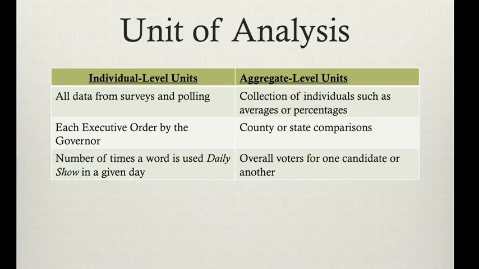Anytime you're going to the aggregate level, when you're talking about a collection of individuals, such as an average or a percent, you're at the aggregate level. When you're comparing counties or states or nations, that's at the aggregate level. Overall voters for one candidate or another is an aggregate level unit of analysis. So you could say that population who voted for Barack Obama tend to X, or that population who votes Republican tends to X. Okay, that's aggregate level.